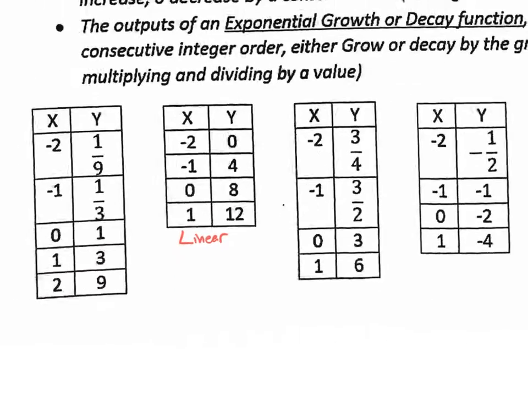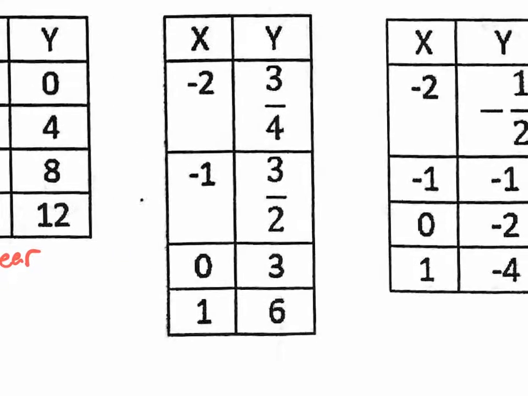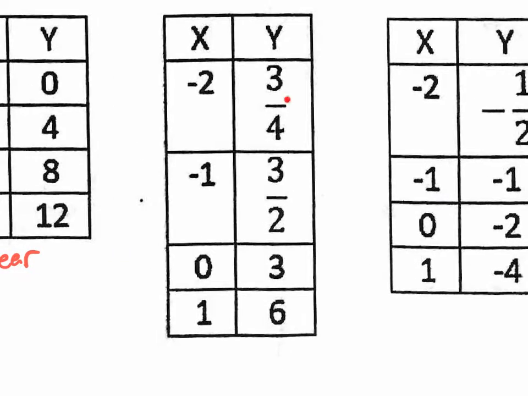And if you want to see an exponential growth function, that'd be one like this one right here. Because as you go down, 3/4 times 2 will give you 6/4, which reduces down to 3/2, times 2 will give you 3, times 2 will give you 6. So this one is an exponential growth function. Growth, and the base, the growth factor, is 2.